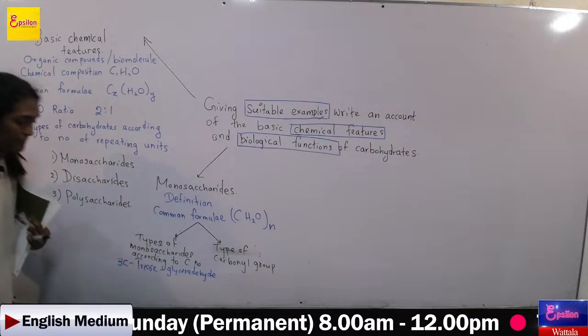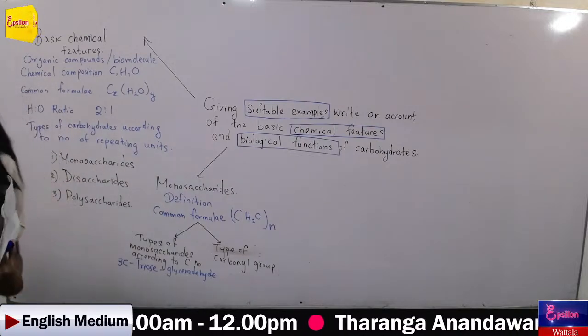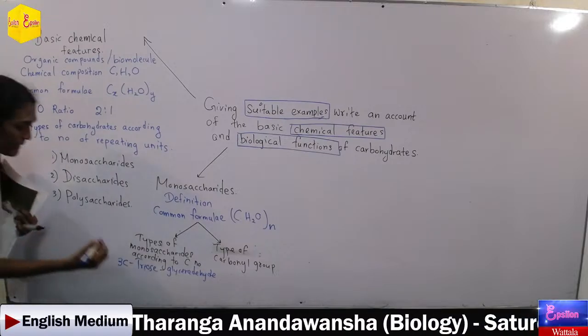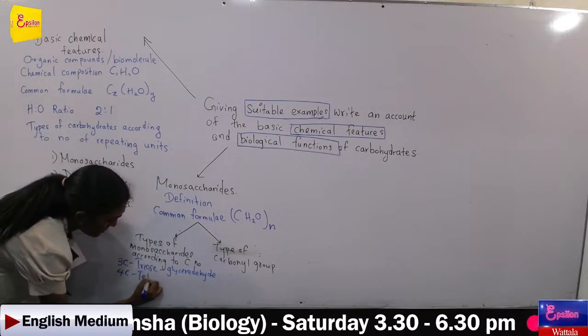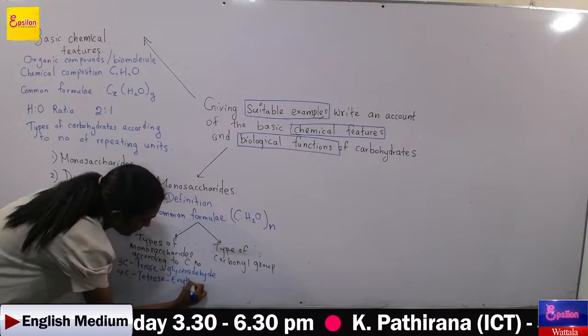So this is a rapid summary of the last day's lesson, okay? Those who are not present, if you don't understand anything, ask, okay? Hurry. 4-carbon tetroses. Example? Erythrose. Very good.